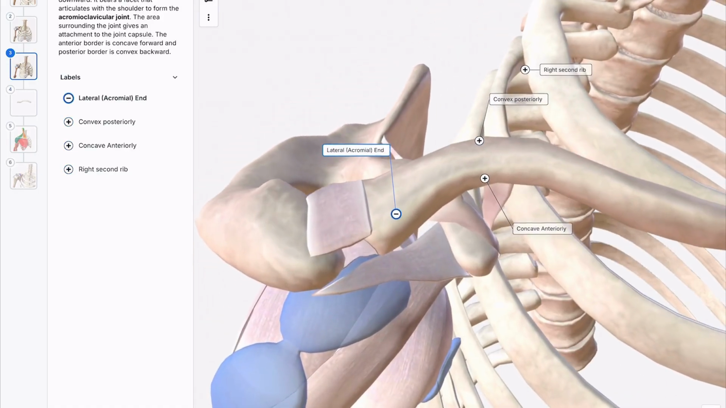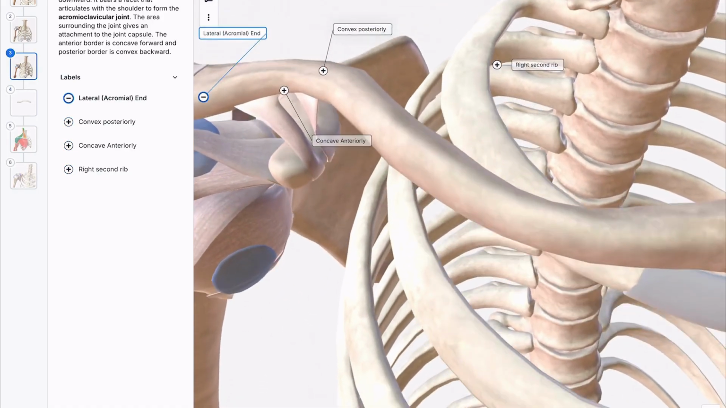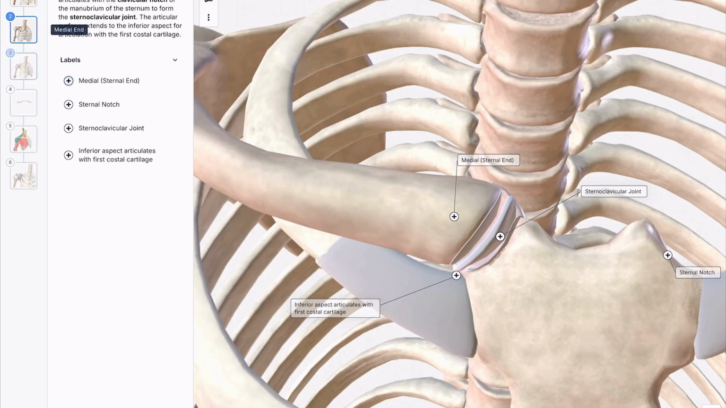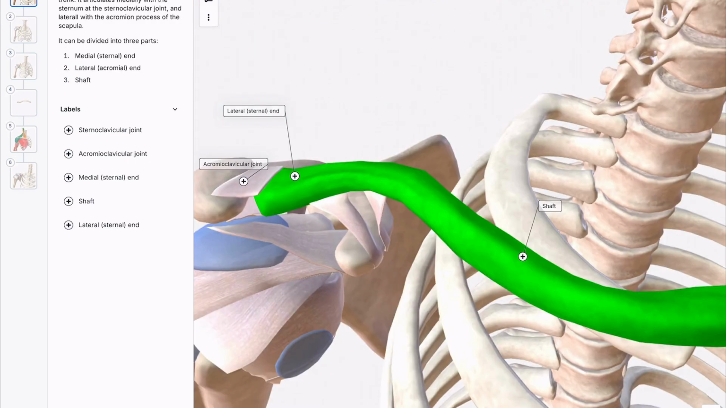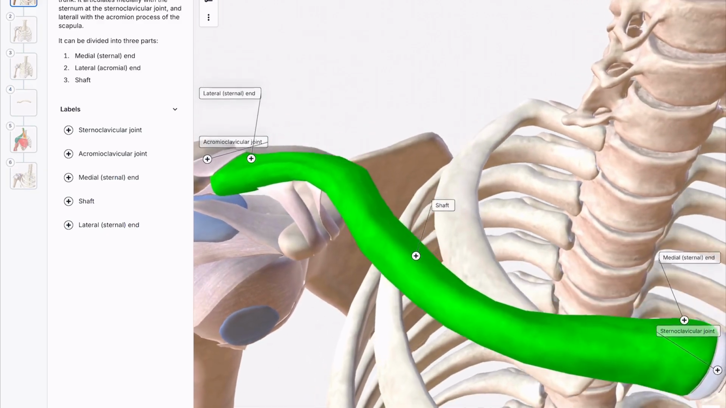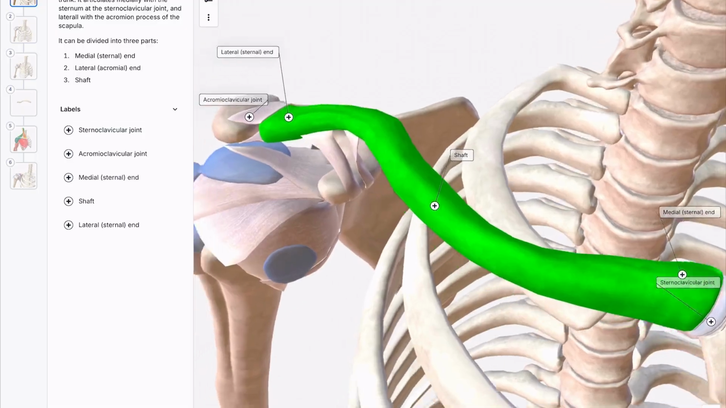The upper side, superior surface. The top surface of the clavicle is smooth and lies just under the skin. That's why you can easily palpate your collarbone. Because it is smooth, it has few muscle attachments.